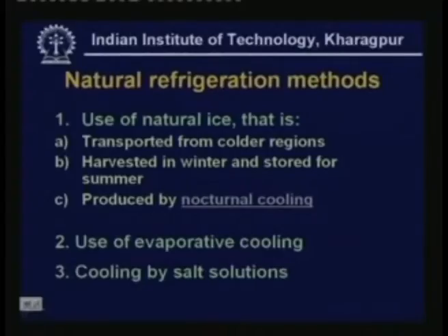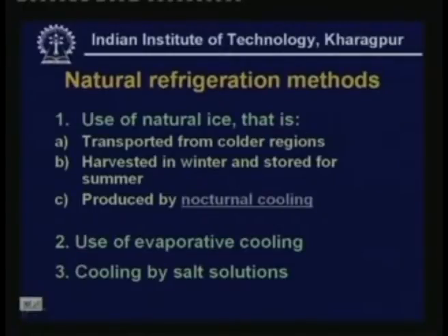Evaporative cooling is very effective when the surrounding air is dry. If the surrounding air is very humid, then evaporation cannot be effective. That's the reason evaporative cooling works very well in dry areas such as deserts, but it doesn't work well in coastal regions. And the third natural method is cooling by salt solutions.